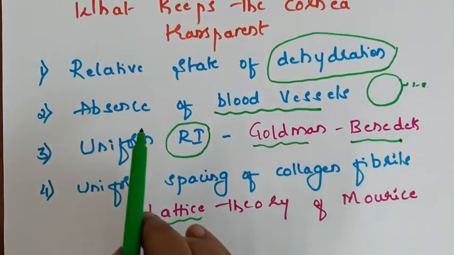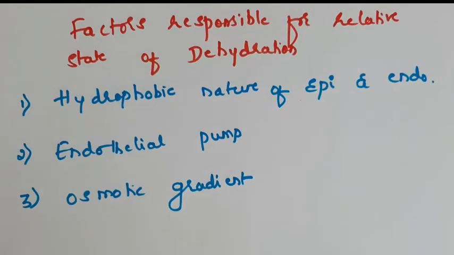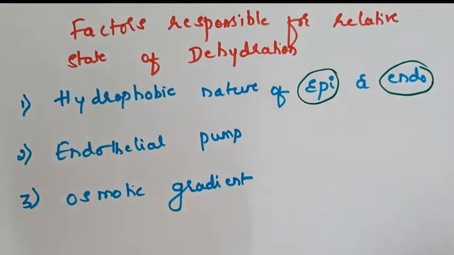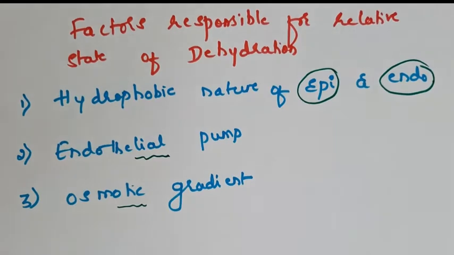So let's see the factors which are responsible for keeping the cornea in a relative state of dehydration. The third question is the factors responsible for the relative state of dehydration of the cornea. In this we have the hydrophobic nature of both the epithelium and the endothelium. The second thing is the endothelial pump, and the third is the osmotic gradient. Let me explain all these in detail now.